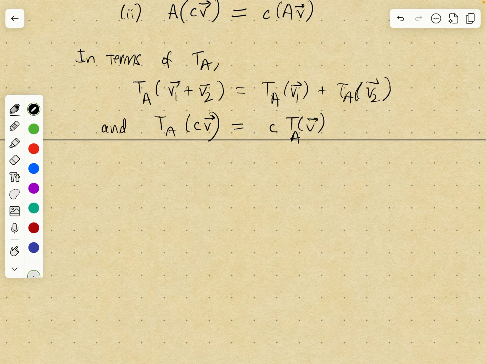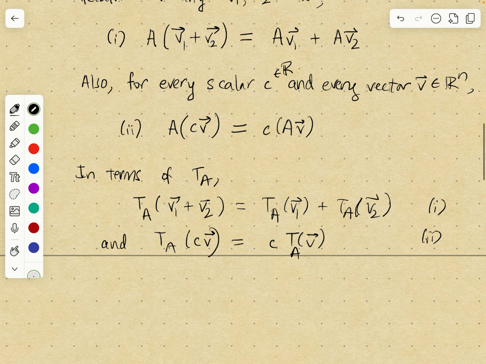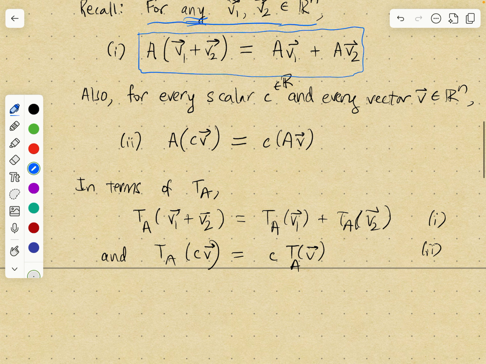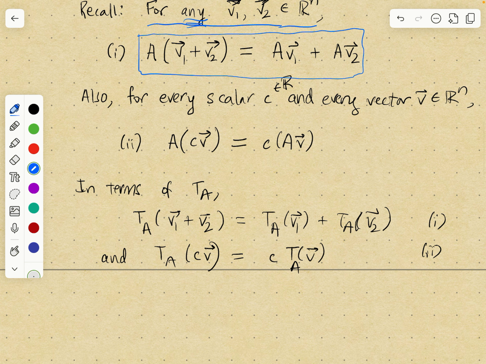Okay. So let's just call that 1, and let's just call this 2. And it's really important that these equations are true no matter what your V1 and V2 are, right? It's for any V1 and V2 in Rn. It's not that this equation is sometimes true, it's that it's always true, no matter what your V1 and V2 are, as long as they're in the domain.